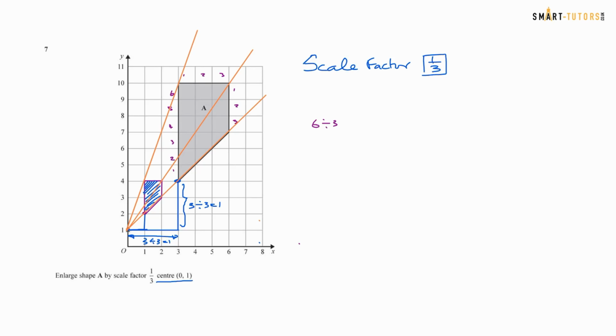x distance and the y distance, and divide by the scale factor. If the scale factor is 2, I times by 2. I only need the first point. Once I find the first point, from there I can construct the enlarged shape. That is my final answer, and that is the end of question 7.